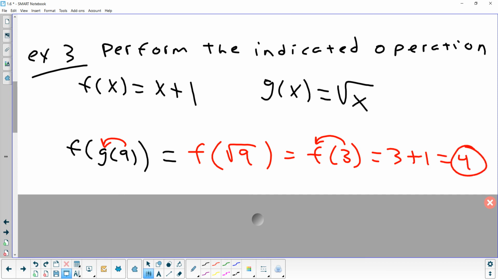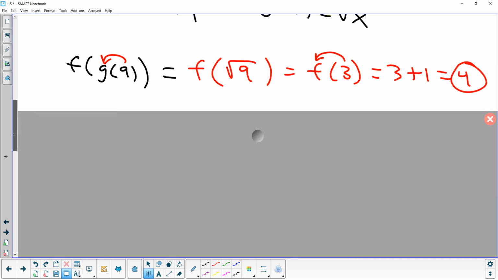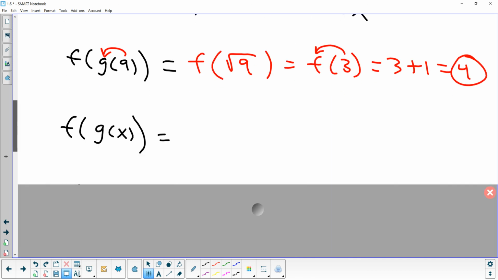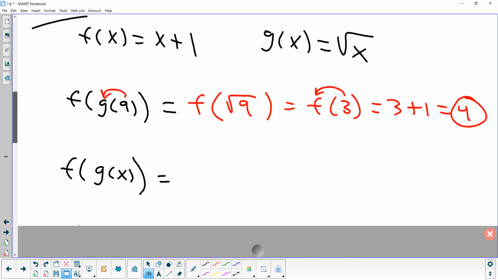Sometimes people think it looks simpler that way because I used a number. It's exactly the same thing I did before when I used a formula. Just plugging in one thing, taking a result from one formula and plugging it into another formula. So now let's try it this way. F of g of x. Okay, keep the f where it is.